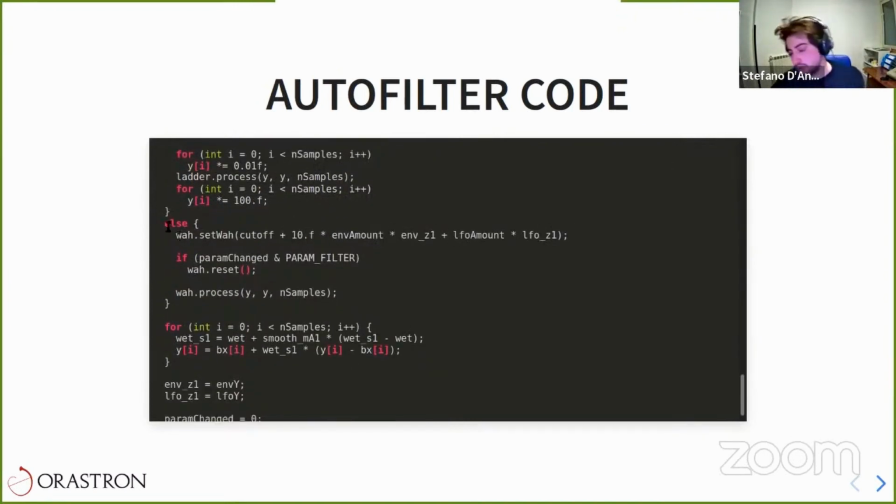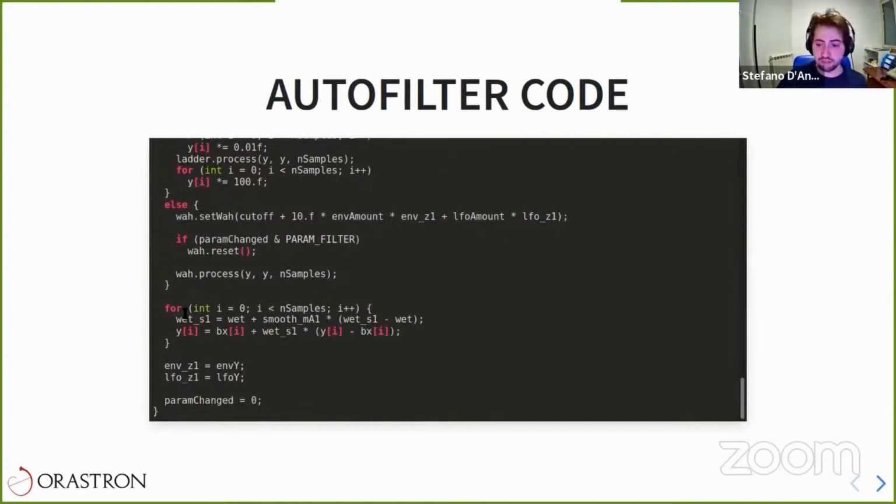For the wah, it's a similar thing. We set the wah position. Here we don't have a special control on the cutoff exactly, but rather on the position of the wah pedal. Again, we apply modulations, and we sum with the cutoff parameter. Then, if it's being executed for the first time, we reset it and we process the signal. Finally, we have the smoothed dry wet mix.